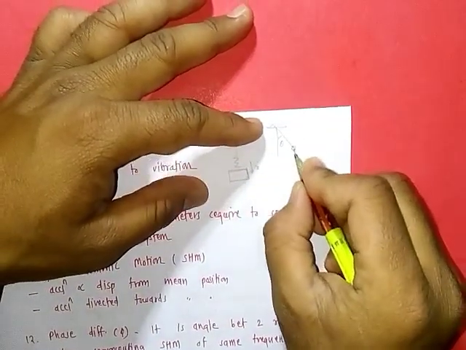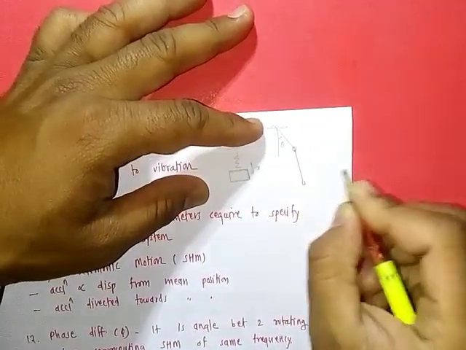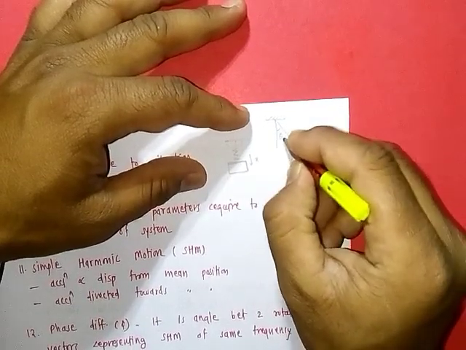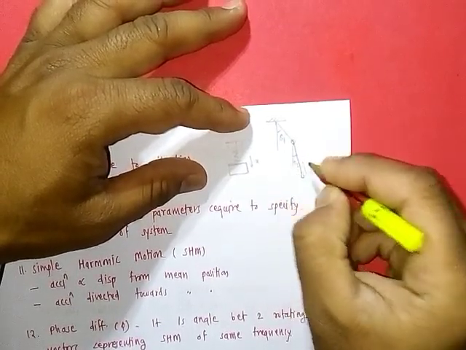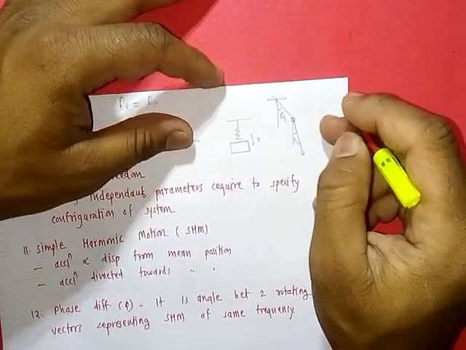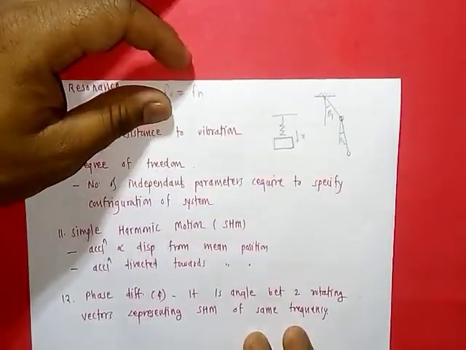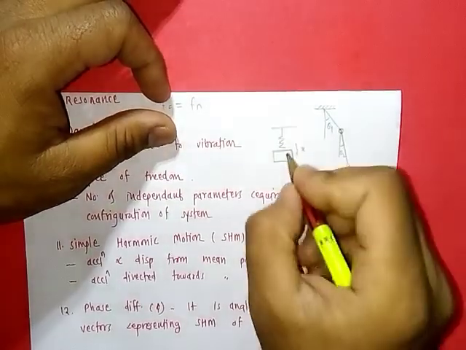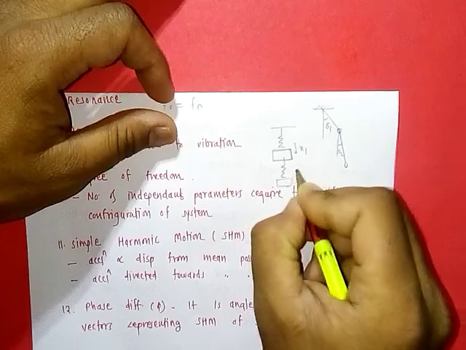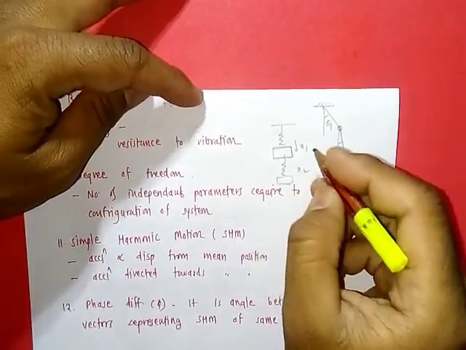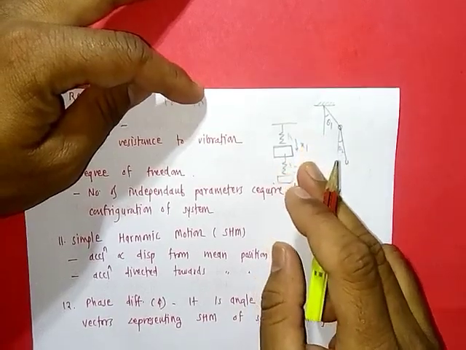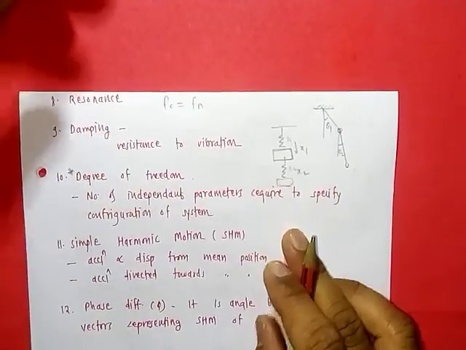Suppose there are two pendulums here, then to specify this system we have to give two values of theta, theta 1 and theta 2 here. Then this system becomes a 2 degree of freedom system. Similarly here, if there are two springs, then we have to specify the deformation of spring K1 and spring K2. Then this will be a 2 degree of freedom system.